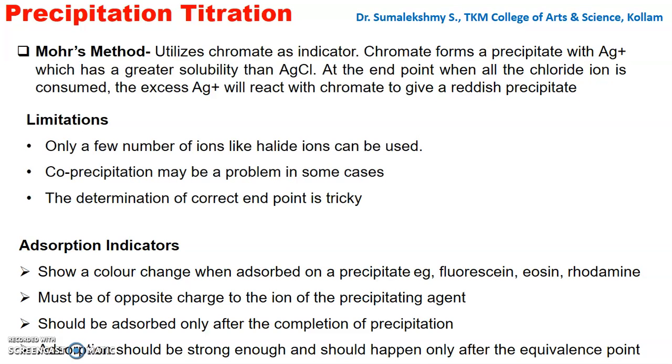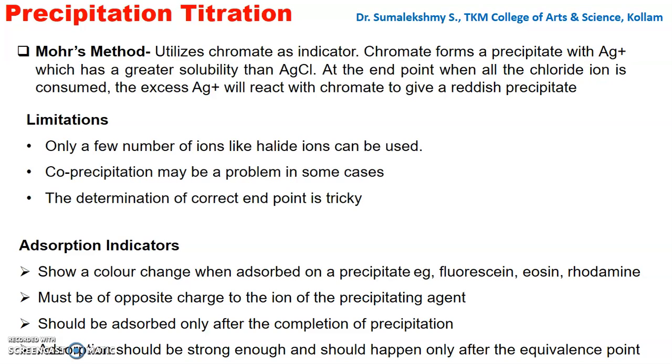For the determination of endpoint of precipitation titration by Fajan's method, we normally use adsorption indicators. Now we are going to the theory of adsorption indicator. For a compound to be an adsorption indicator, there are certain conditions. One is it should show a color change when adsorbed on a precipitate. So before the precipitation is complete, it should not get adsorbed on the precipitate. The indicator should adsorb on the precipitate only after the completion of precipitation.